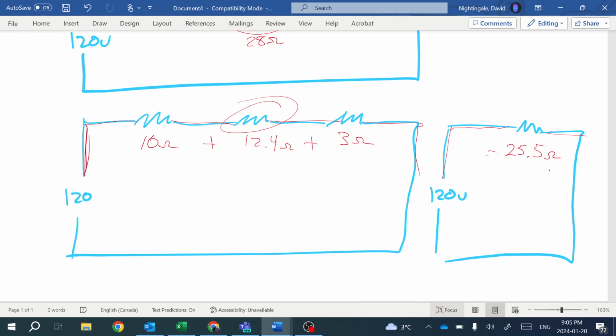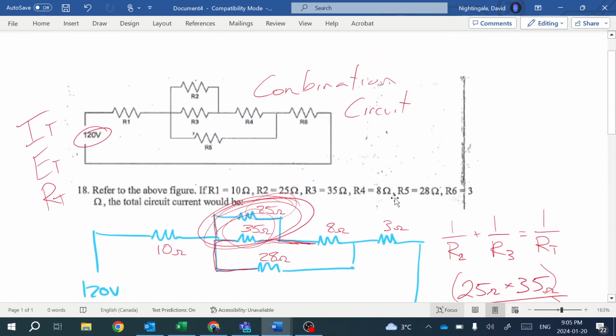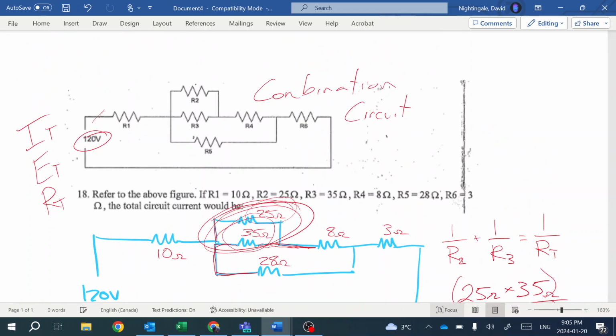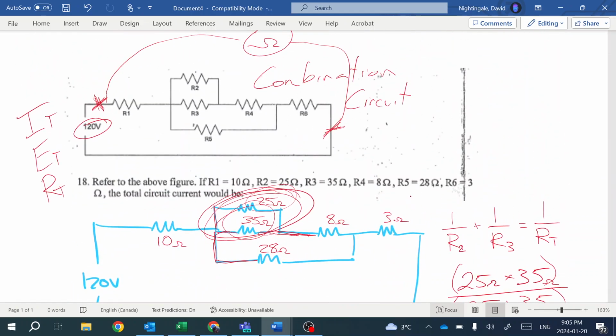So that 25.5, now that we get it down to one resistor, represents our total resistance for the circuit. So if you were to put an ohm meter right there, one lead on that side, one lead on that side, after the circuit is disconnected from the source, of course, then that's going to read that 25.5 value.